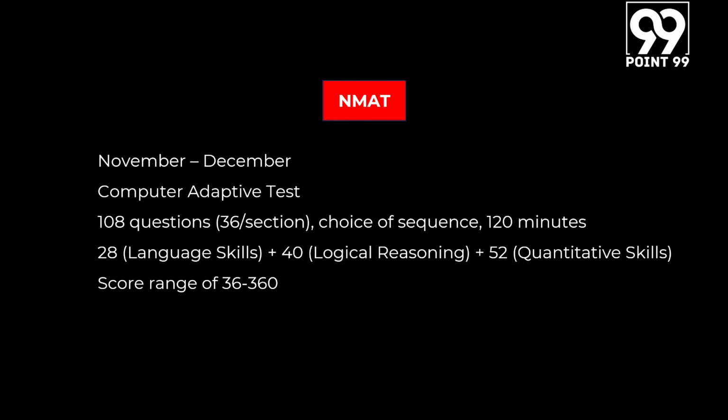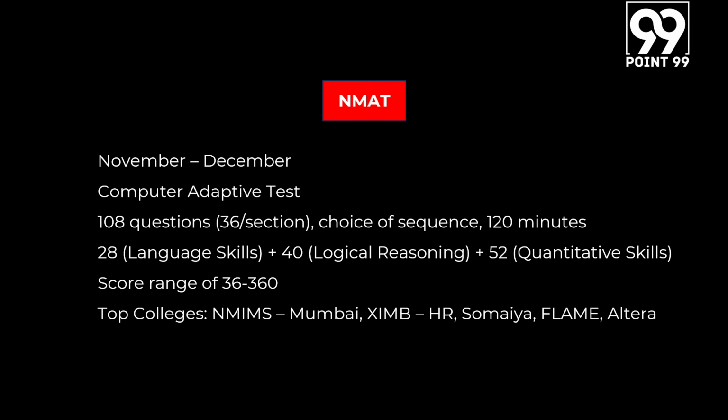In terms of the score range, the band that you are rated on varies from 36 to 360. If you are looking at the cutoffs of the colleges that accept the NMAT, you will see that the cutoffs will be around the 210 to 220 mark for most of these colleges. Of course, there are some colleges which will also look at your profile and then give you a score, taking into consideration your NMAT score as well, like say Flame for example.